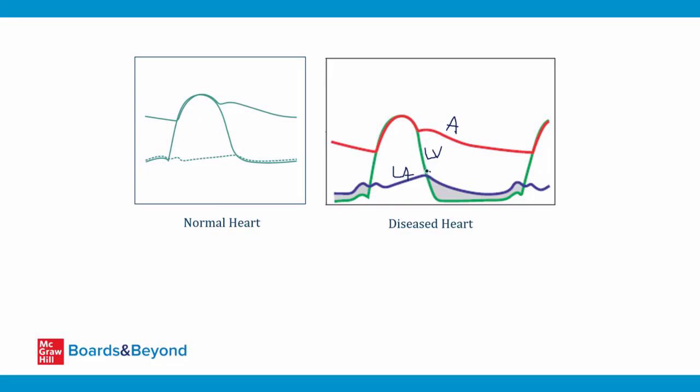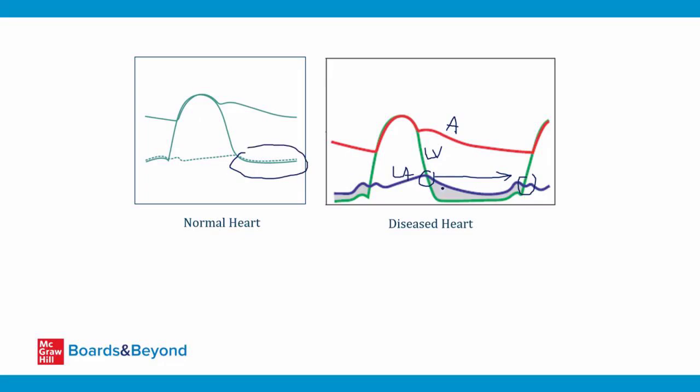Remember, at this point in time the mitral valve opens, and at this point the mitral valve closes. So this period in here is diastole. That's when the left ventricle is filling. Because the mitral valve is open, there's communication between the left atrium and left ventricle, and usually those two pressures are basically the same, like what you see over here in the normal heart.